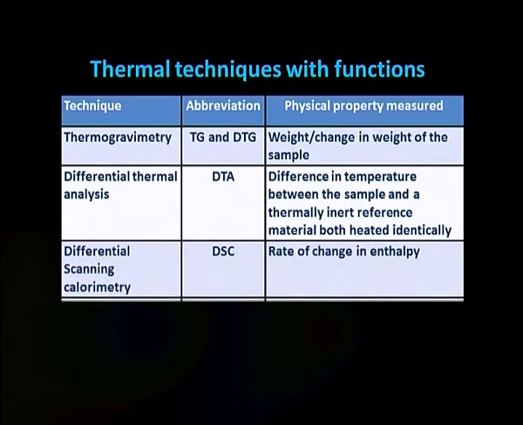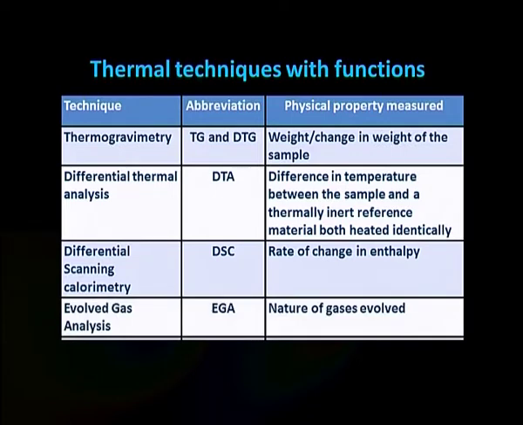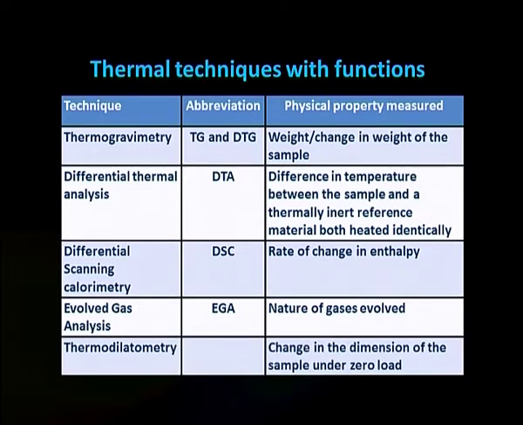Next is differential scanning calorimetry, known as DSC, in which the rate of change in enthalpy is measured as a function of temperature. Next one is evolved gas analysis, commonly known as EGA, in which we study the nature of gases evolved. Then thermodilatometry, in which the change in the dimension of the sample under zero load is measured as a function of temperature.